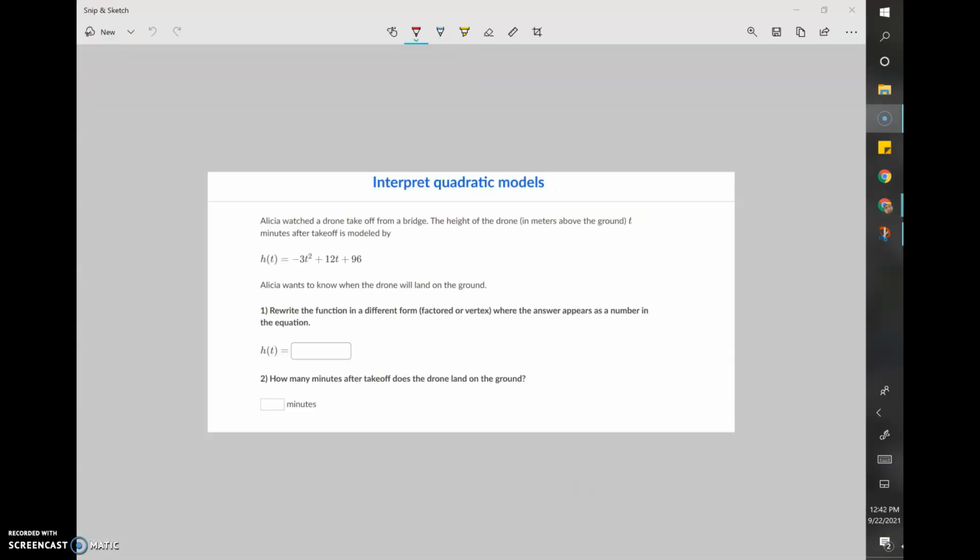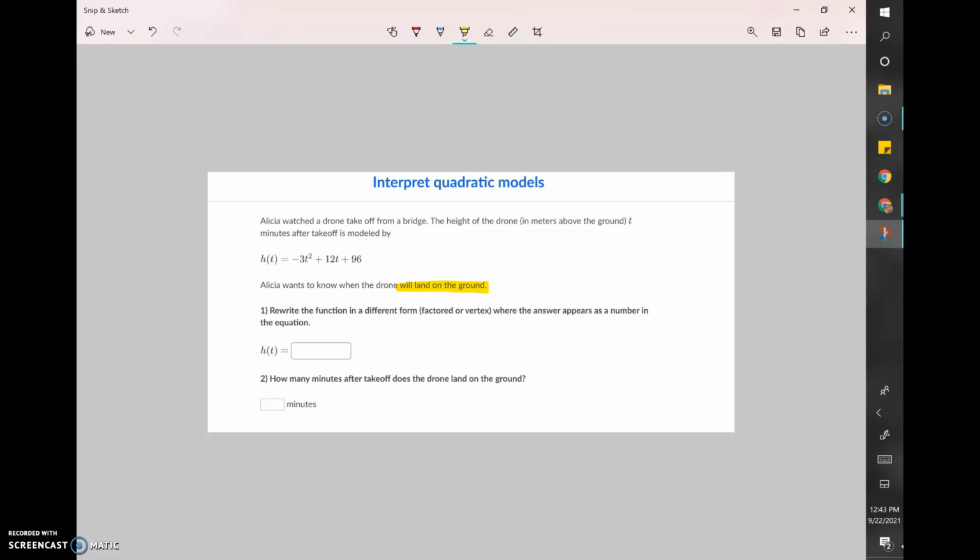Alright, here we have a second example. Alicia watched the drone take off from a bridge. The height of the drone above the ground is modeled by t in minutes after takeoff. The function that models this situation is h of t equals negative 3 t squared plus 12 t plus 96. Alicia wants to know when the drone will land. So she wants to know when the drone will land.